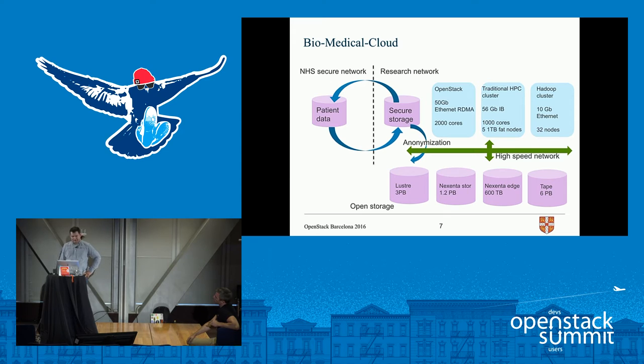range of storage backends: a large 3 petabyte Lustre file system, 1.2 petabyte NAS storage, and a large tape backend for storing cold data. So these platforms are connected via private networks to the hospital and to departments around the hospital. So the data can move to our data center and then be processed, analyzed, and used by the researchers.